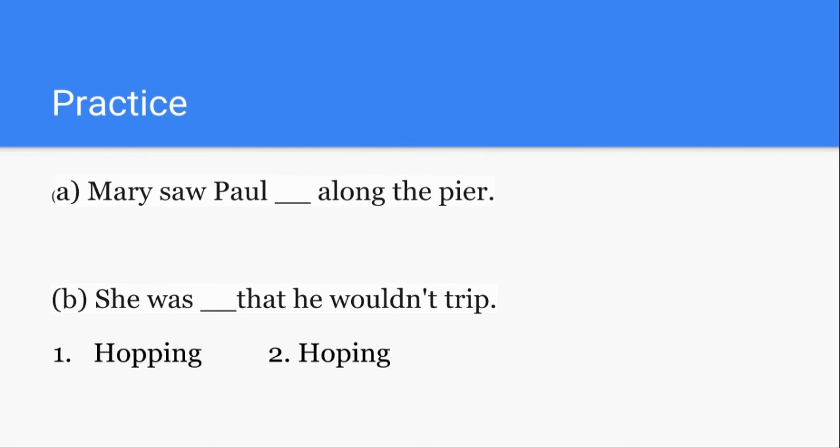Alright, time to reveal the answer. So for A, Mary saw Paul blank along the pier. 1 or 2? 1. Mary saw Paul hopping along the pier. Remember, hopping, there's 2 of them. There's the twins, the twin P's. Alright, so for B, I wonder what the answer is. She was blank that he wouldn't trip. It's 2. She was hoping that he wouldn't trip. And hoping, remember, cut out the E and add ing. So it's not H-O-P-E-I-N-G. Remember? We just went over this.